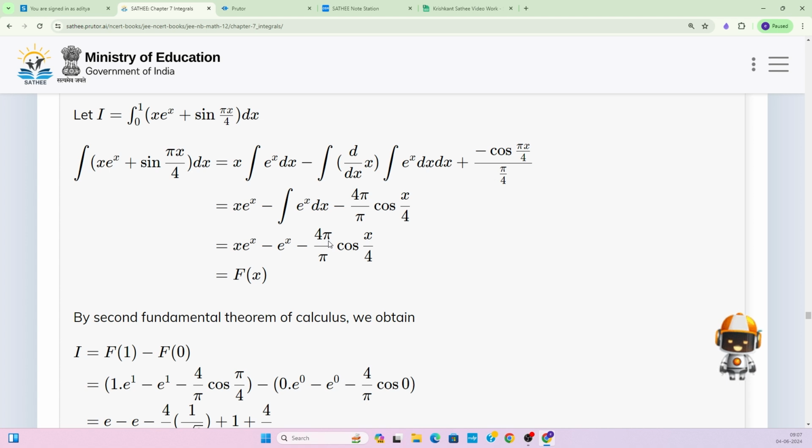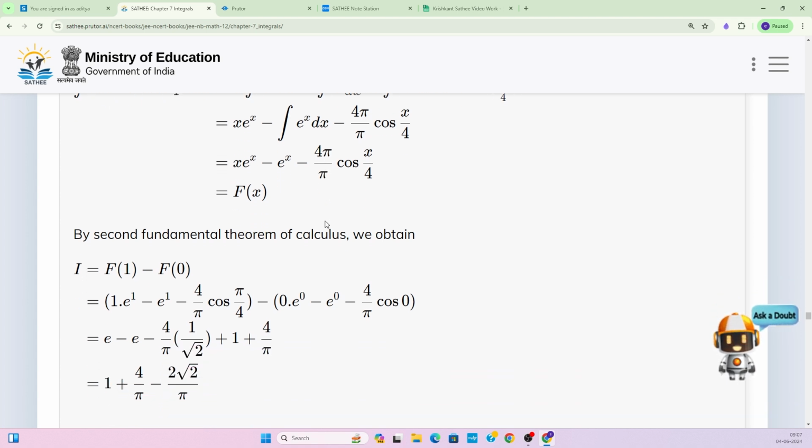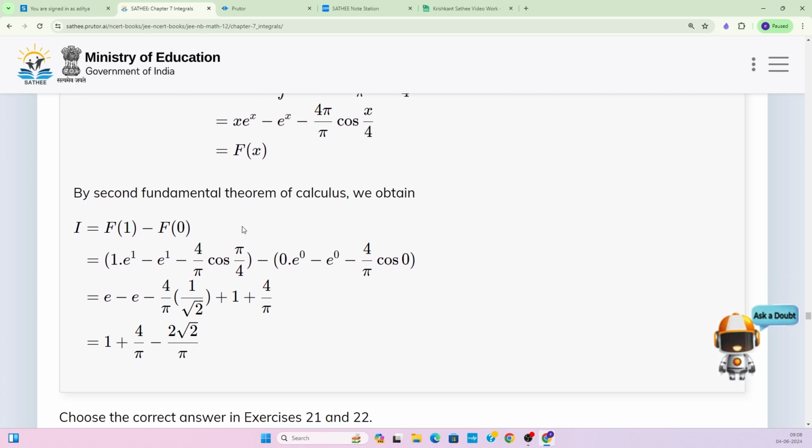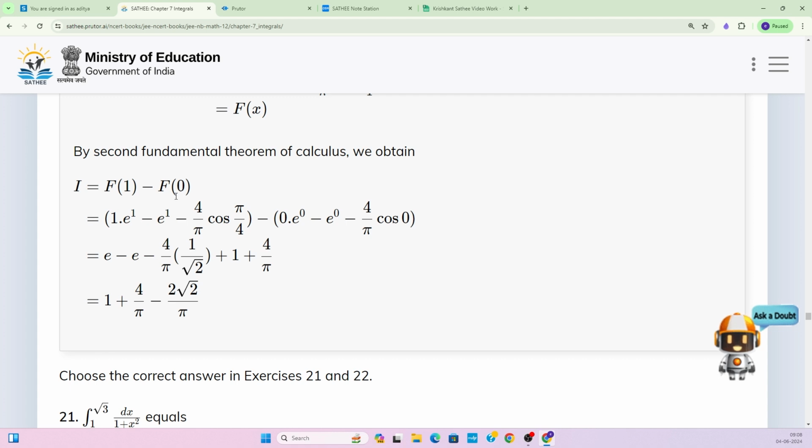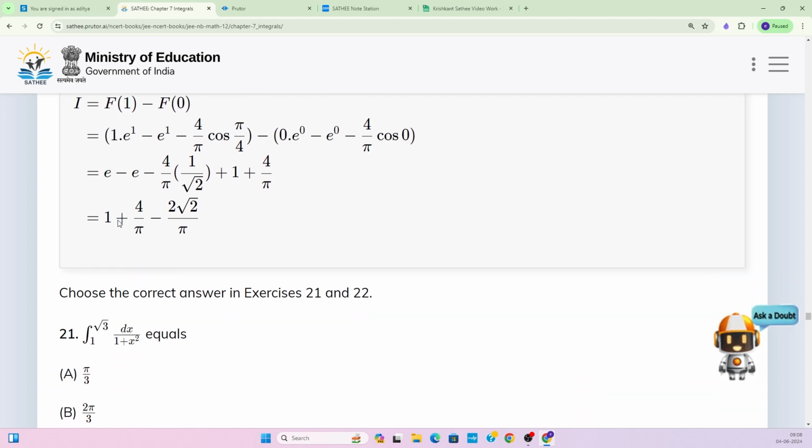Now as you can see, this π won't be here, so it must be 4 by π. Okay, this must be 4 by π. Now, by the second fundamental theorem, we obtain F(1) minus F(0). This means what you will get as your final answer? The final answer will be 1 plus 4/π minus 2√2/π.